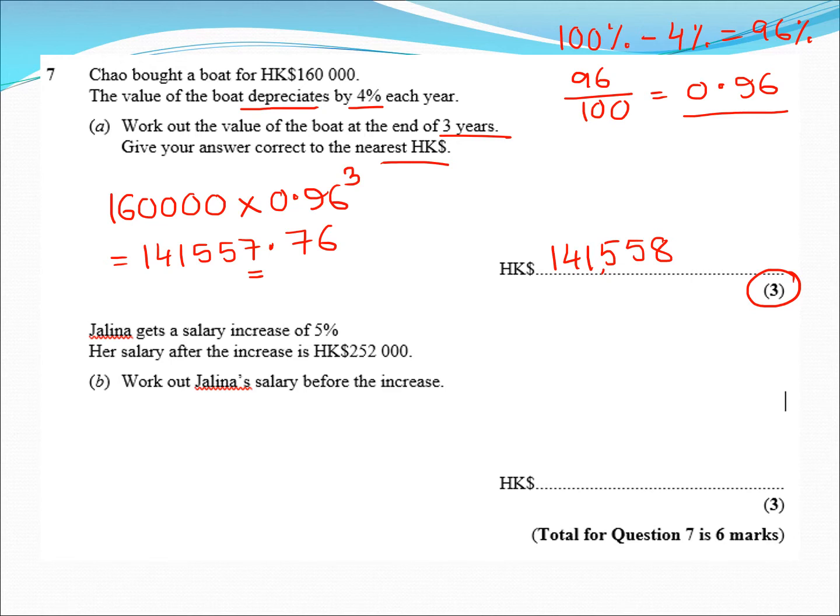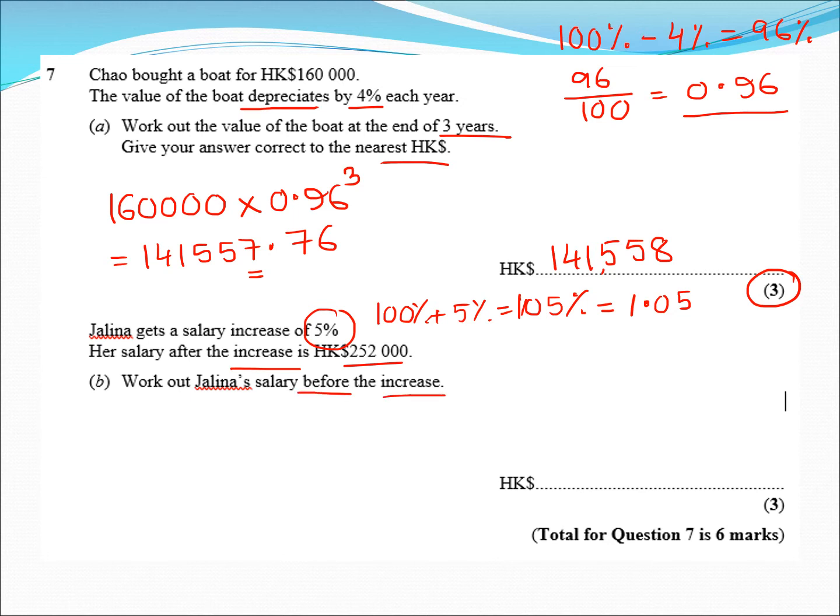Now the next part of the question is a reverse percentage question. Jelena gets a salary increase of 5%. So obviously the multiplier is going to be 100% plus 5%, which is 105%. So 105% converted into a decimal is 1.05. The salary after the increase is 252,000. The salary which is after the increase, so the new salary is 252,000.